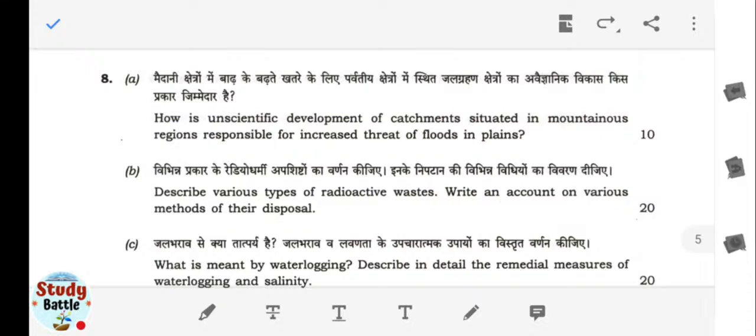Okay, so you have to talk about different types of waste and how we can cope with this, the method of disposal, how we can dispose of them. So one of the most important processes is the incineration process. Okay, with the process of incineration we can dispose of the radioactive waste. Okay, there are other methods also, but incineration is one of the most important processes.